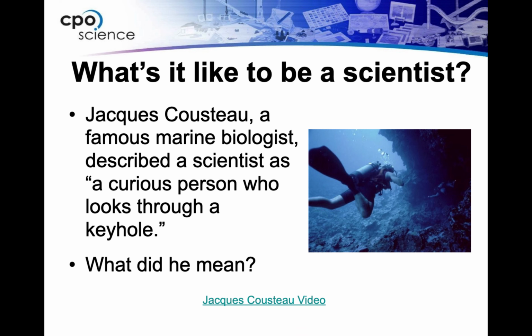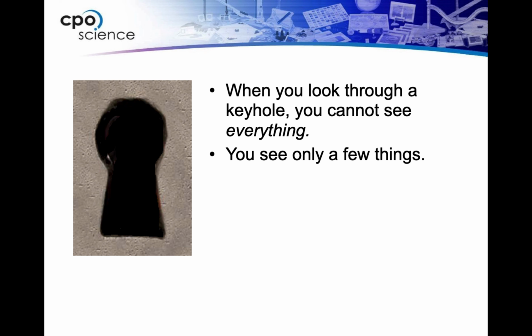Now, we don't have locks like this in our homes anymore, but we used to. And it's very similar to if you've ever seen the movie Alice in Wonderland. When you look through that keyhole, you can't see everything. You can only see part of it. Just like in Alice in Wonderland, she could only see part of what was on the other side of that keyhole. Scientists, think about why that would be the same thing for a scientist. You can see part of it, but you can't see the whole picture.